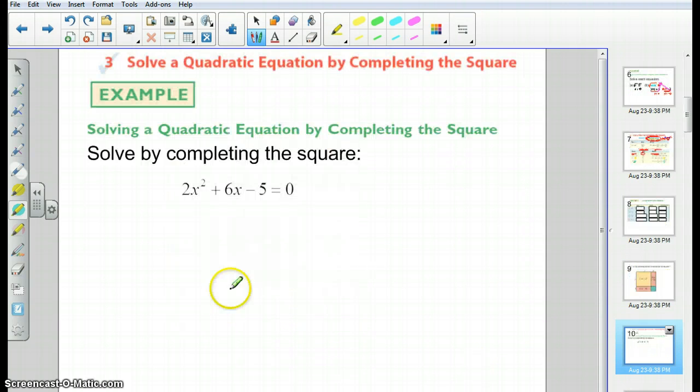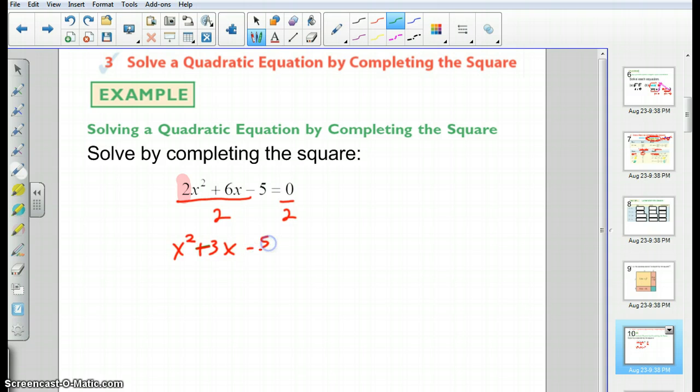Here's your first example. We can only complete the square if you have a leading coefficient of 1. Right now, the leading coefficient is a 2. So you want the a value to be 1. In order to get the a value to be 1, there's two things. You could either factor out a 2, or you could divide both sides by 2. I'm going to choose to divide both sides by 2. This gives us x squared plus 3x minus 5/2. And please leave 5/2 as 5/2. Don't try to change it to 2.5 or a decimal. I like improper fractions here.